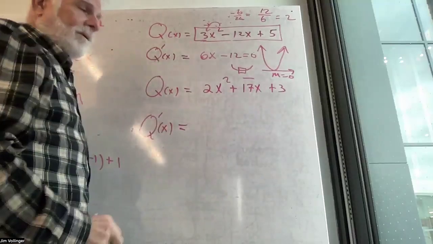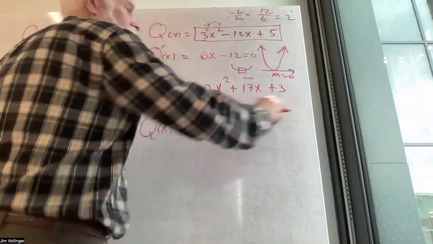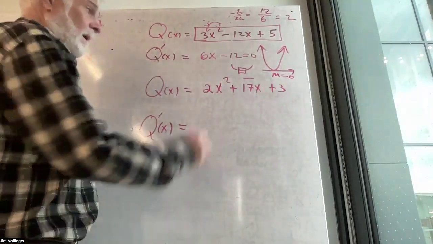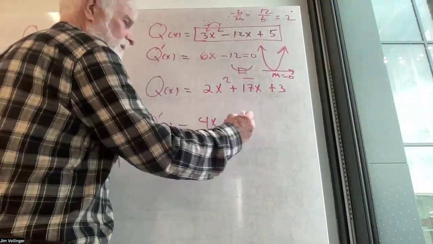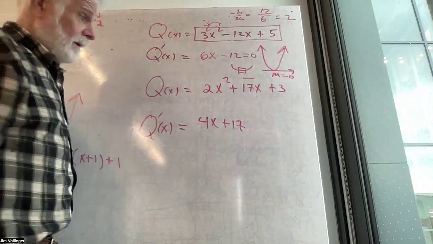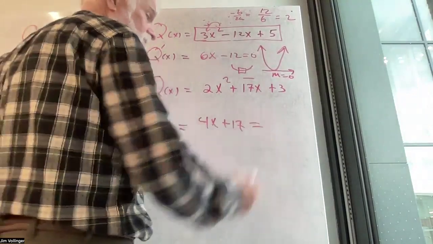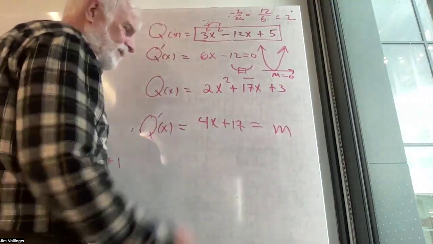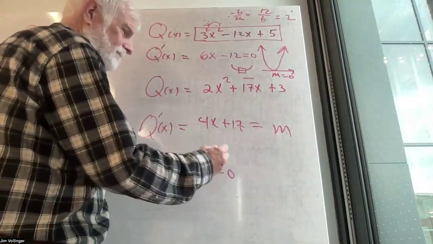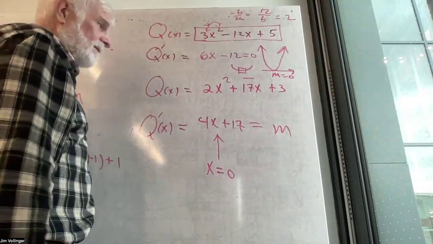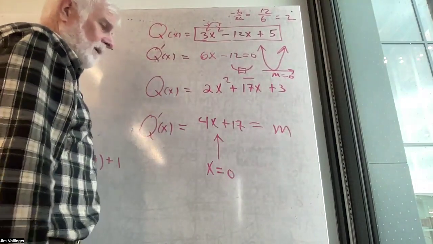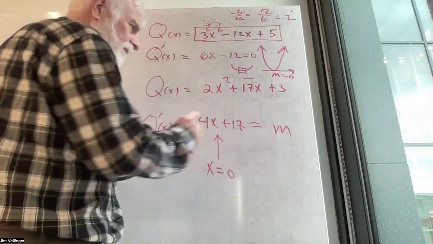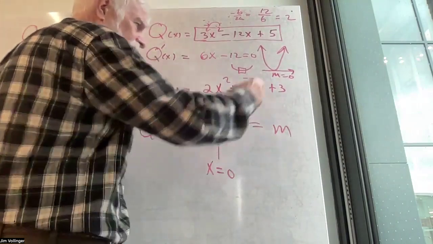What would the slope formula be for this calculation? I hope you say 4x plus 17. So that tells me the slope at any instant. Well, let's get an instant. Let's let x equal 0. Oh, I get 17. I wonder what the equation of the line tangent to this function is at 17.